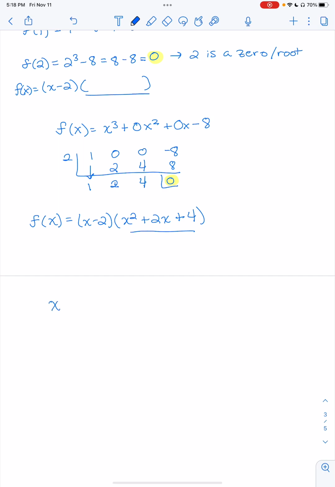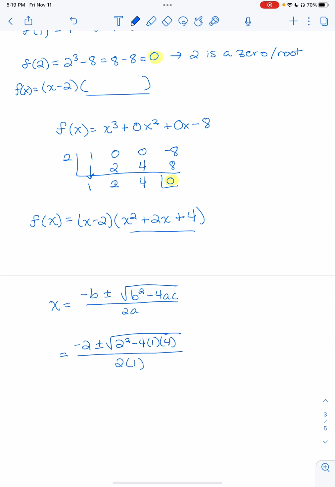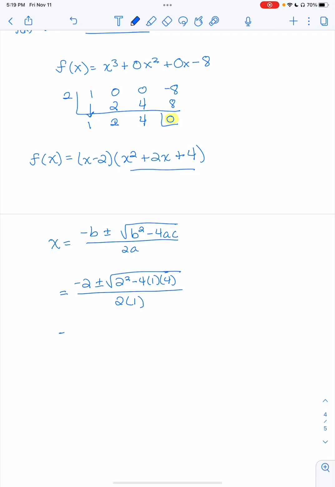So what we're going to use is the quadratic formula. We have x is equal to negative b plus or minus the square root of b squared minus 4ac all over 2a. So that's equal to negative 2 plus or minus the square root of 2 squared minus 4 times 1 times 4, all over 2 times 1. So if I continue to look at this, I have negative 2 plus or minus the square root of 4 minus 16 all over 2, which is equal to negative 2 plus or minus the square root of negative 12 over 2.